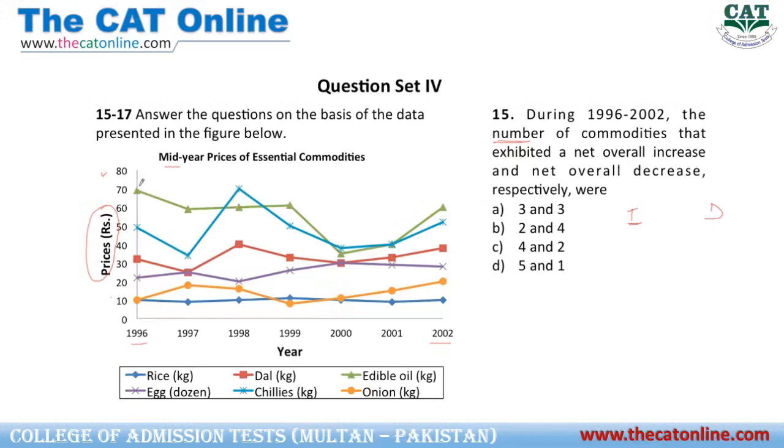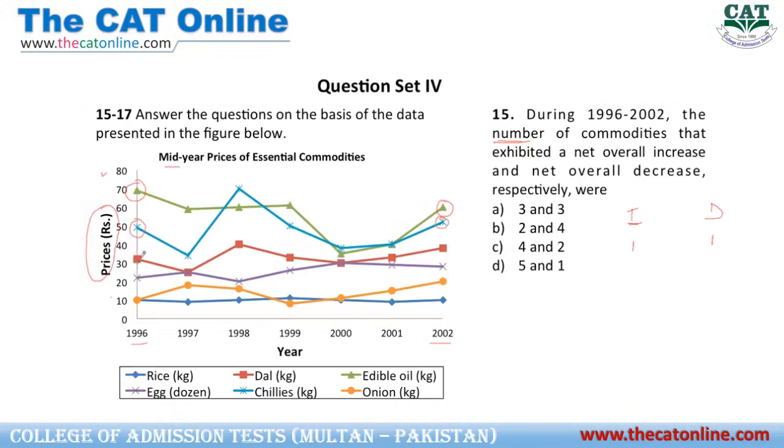So we look at this green graph here. It started from somewhere near 70 and it ended up below 70 for sure. So I have one commodity which ended up showing a total overall decrease. Let's look at this second graph here. It started from 50, and if I draw a straight line here, it ended up a little above 50. So I have an increase of 1 here.